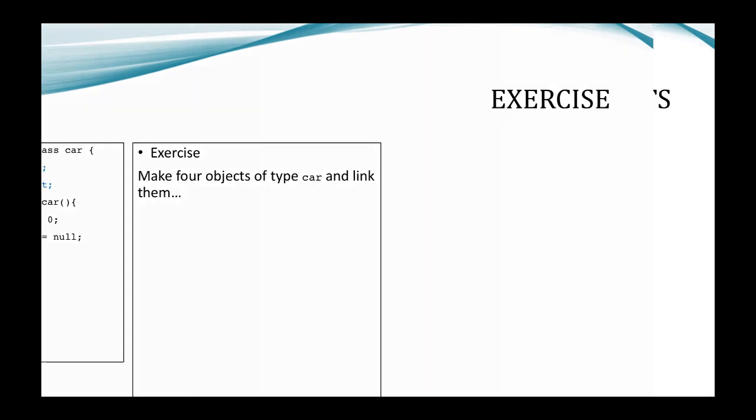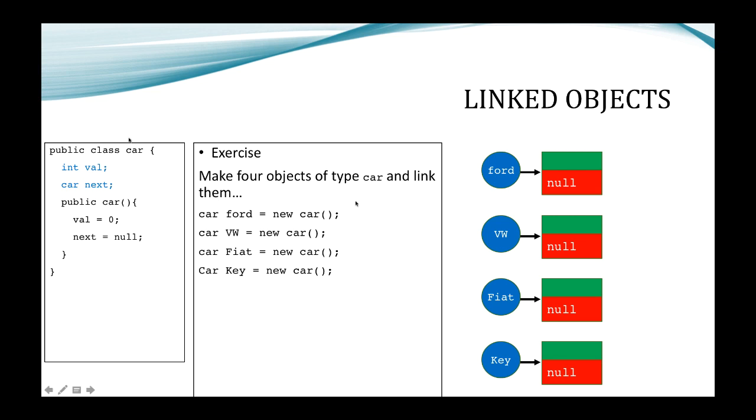Okay, so there's your solution. We'd like to create 4 objects. So we go like Car Ford equals new car, VW, Fiat, and Kia is new car. So we have 4 references. Each of them has its own object. Since I have not initialized anything, the default values should be 0 and null.